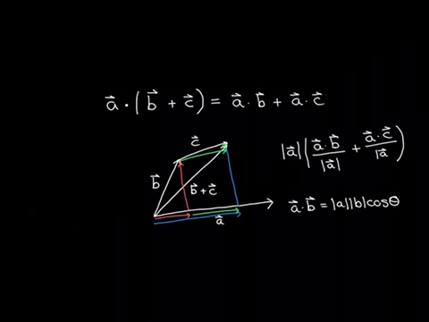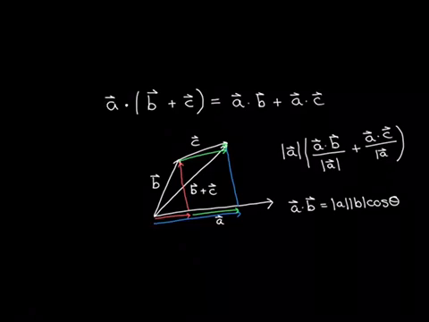Now, when you consider the vector b plus vector c, the new component that you're going to get here in blue that is in the same direction as a, the claim is that's going to be equal to this in red, the component of vector b that's in the direction of a, plus the component of vector c that's in the same direction as a.